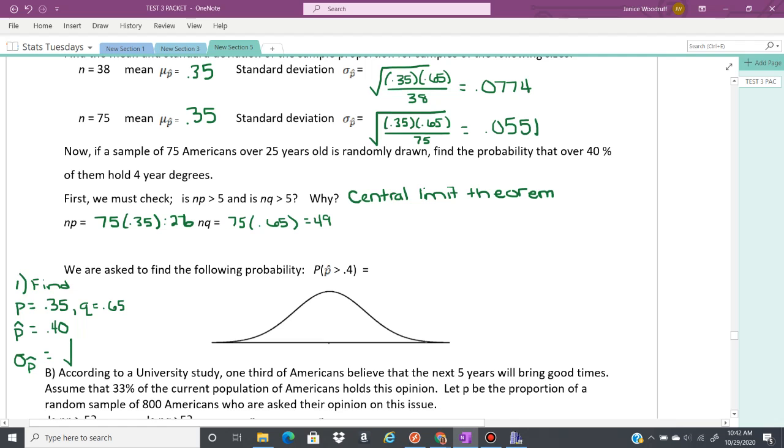All right, so here the standard deviation will be the square root of 0.35 times 0.65 over our sample size, which was 75. We actually already did that right up here. That's that 0.0551.